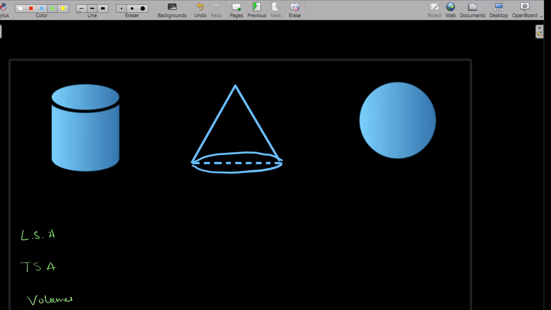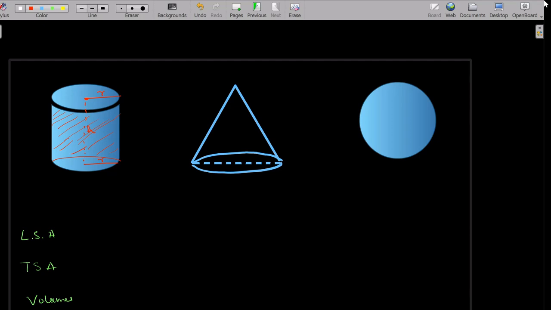Now in a cylinder you will need two dimensions, Anika: the radius of the circular base and the height of the cylinder. There are two circular bases, one on the top, one at the bottom. Both of them will have the same radius and this will be the height. So the lateral surface area for a cylinder will be the area of only the curved surface. Do you know what it's given by?